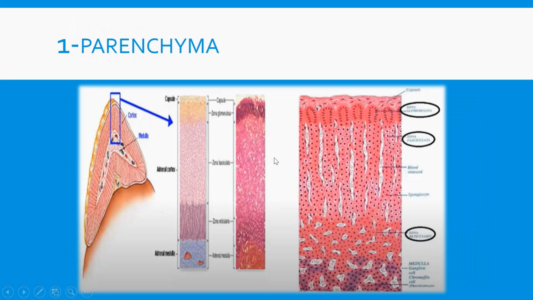Let's move to its parenchyma, which is formed from groups of cells found in the cortex and medulla. Regarding the cortex, we will find three zones. The first zone, found directly underneath the capsule, is called zona glomerulosa. The second one, this large zone, is called zona fasciculata. And the third one is called zona reticularis. Underneath these three zones is the medulla with its cells.